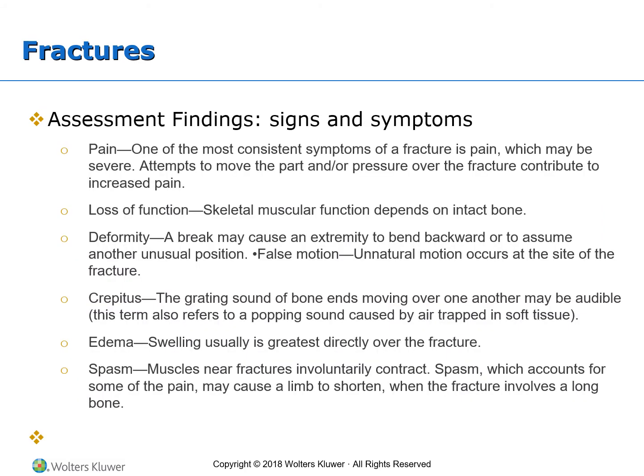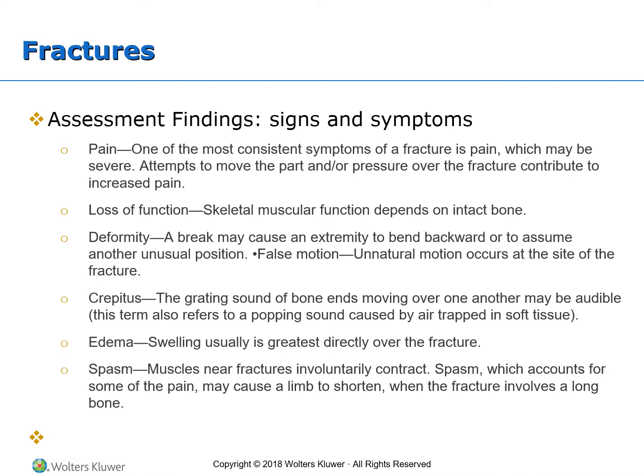Assessment findings. The signs and symptoms of fracture may vary depending on the type and location. They include the following. Pain. One of the most consistent symptoms of a fracture is pain, which may be severe. Attempts to move the part or pressure over the fracture contribute to increased pain. Loss of function. Skeletal muscular function depends on intact bone. Deformity. A break may cause an extremity to bend backward or to assume another unusual position. False motion. Unnatural motion occurs at the site of the fracture.